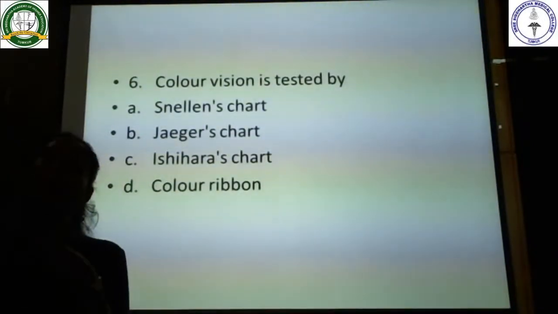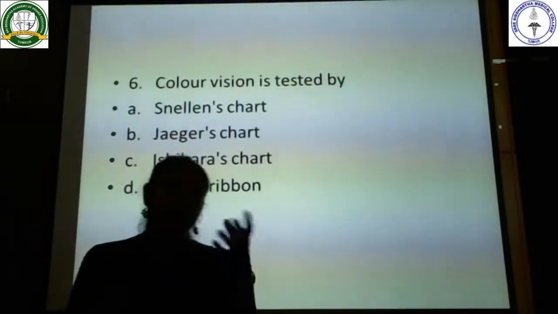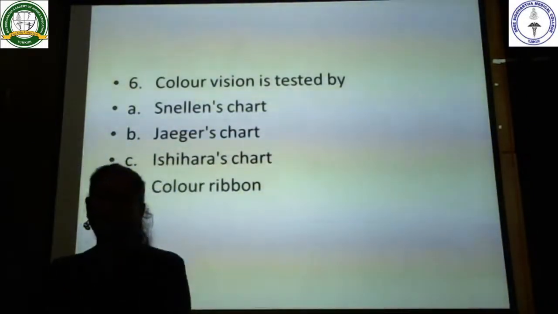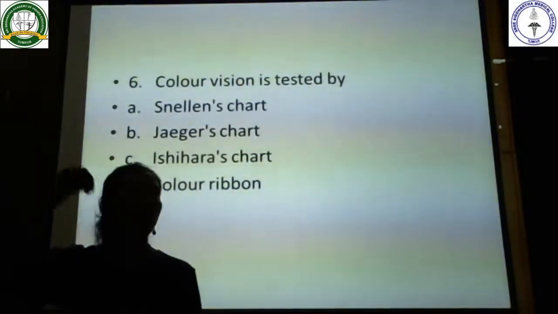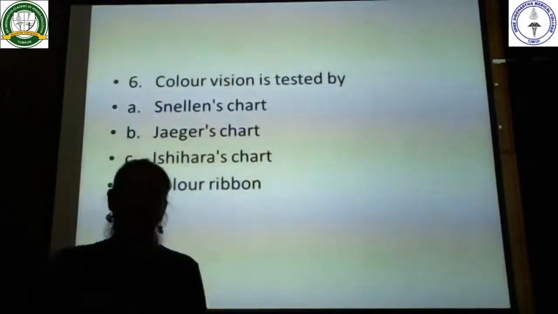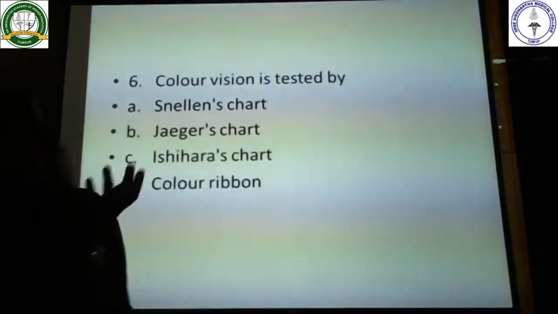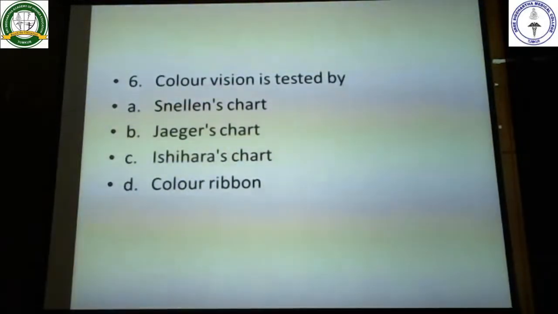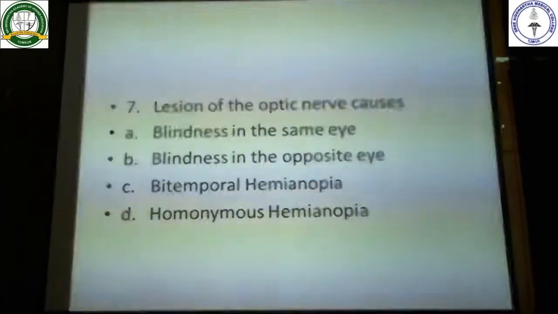And if he is not educated, and can't tell the colors, numbers and all that, you can give one color of a wool or a thread, and you can give different colors where he can match it with that color. So color vision is tested by Ishihara's chart.